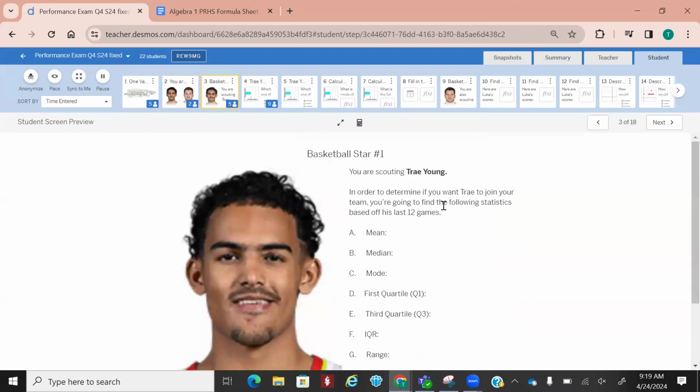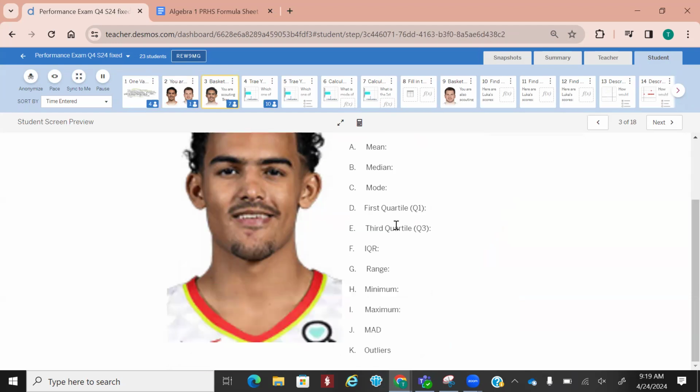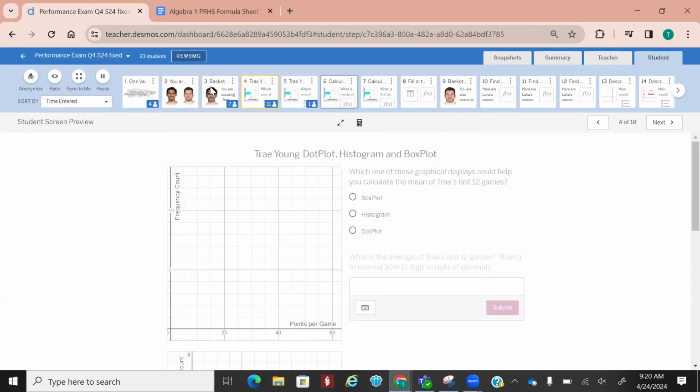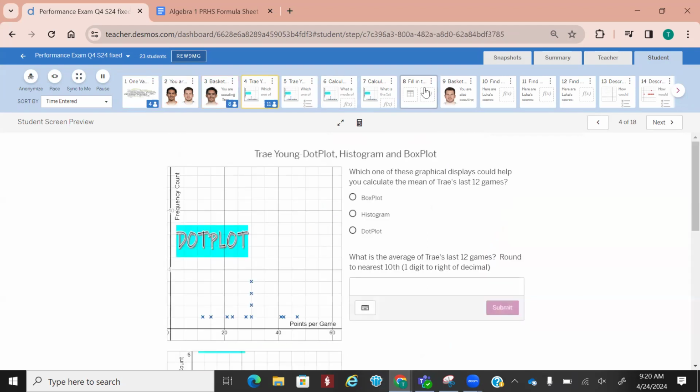All right, cool. So Trae Young, let's say that you're a scout and you're trying to determine if you want Trae Young to join your team. You're going to find the mean, median, mode, range, interquartile range, first quartile, third quartile, minimum, maximum, MAD, outliers. That's all you're going to find. All the things we've done this week, you can use your notes. We're going to do the first 8 slides together.